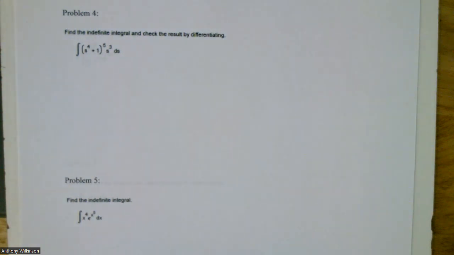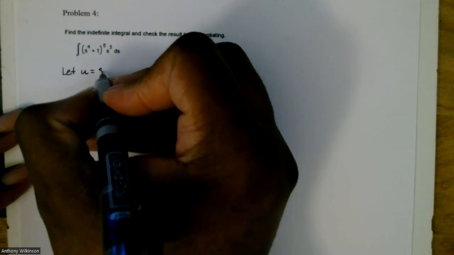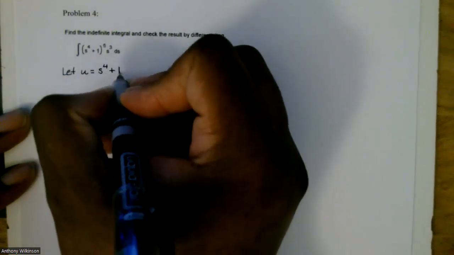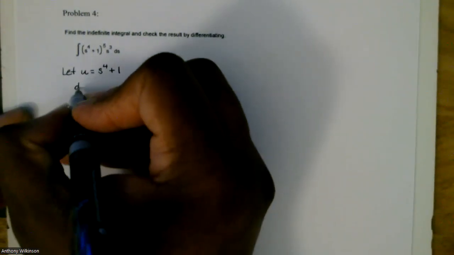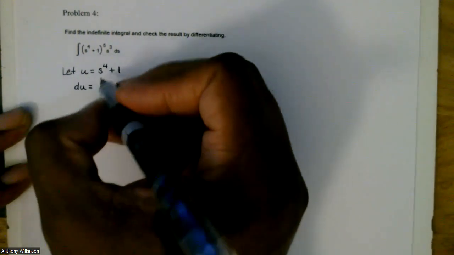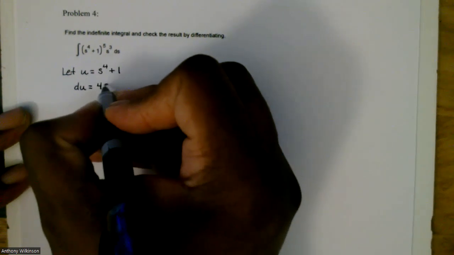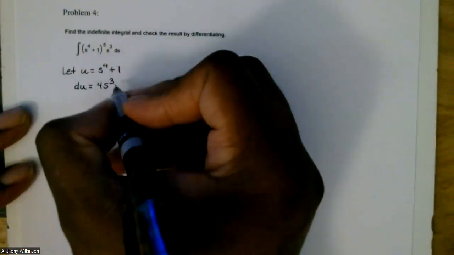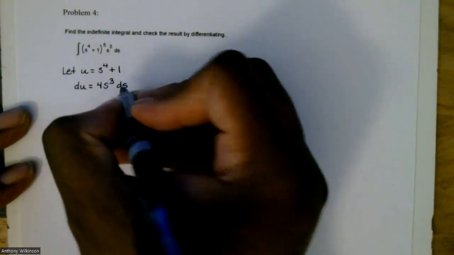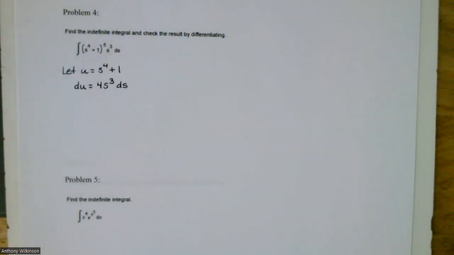All right, so here we can use an appropriate u substitution. So let's start by letting u equal to what's in the parentheses, s to the 4th plus 1. That would mean du would be equal to this. The derivative of s to the 4th would be 4s cubed, and the derivative of 1 is 0. So du then would be 4s cubed ds.